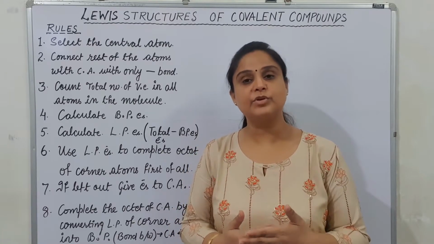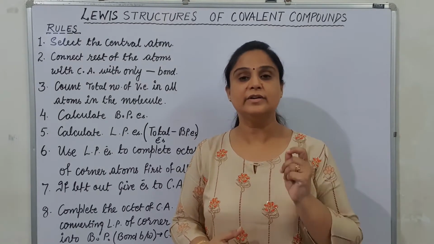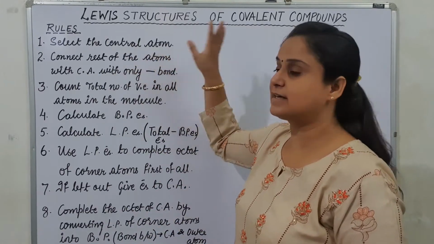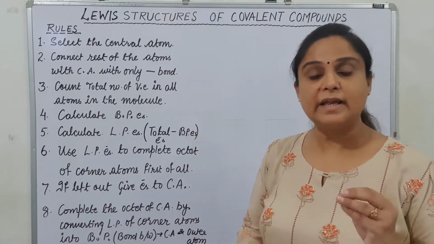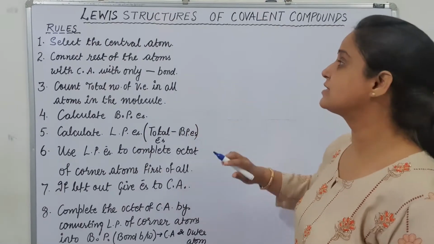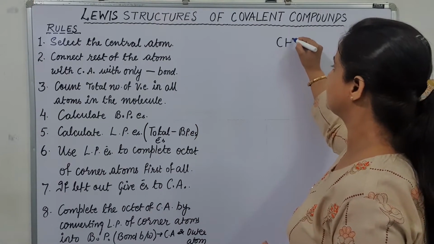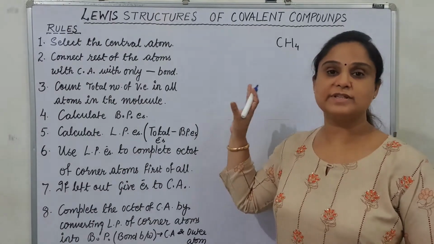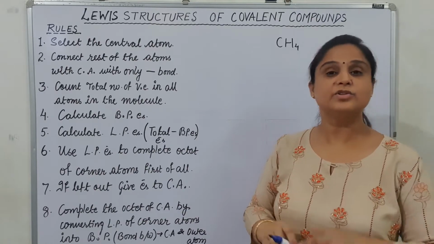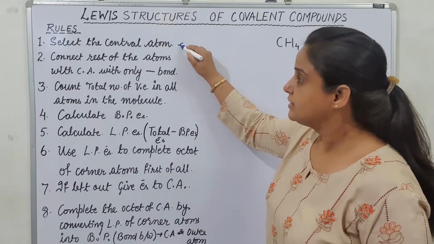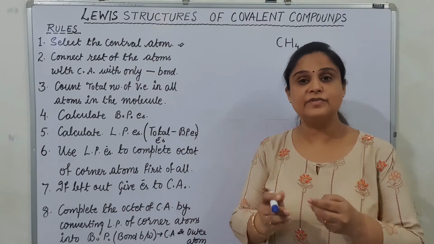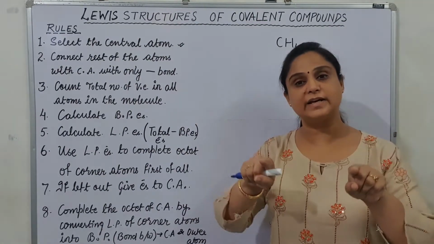So first of all, I am going to tell you the rules which you have to follow while making the Lewis structures. The very first rule is select the central atom. So whenever you are making any covalent compound, out of the atoms present in that molecule, suppose I am taking an example of CH4. So you have to draw the Lewis structure of CH4, which is methane. So first of all, I am taking this step. Select the central atom. Central atom means the atom which you have to keep at the center and the rest of the atoms will be surrounding it.